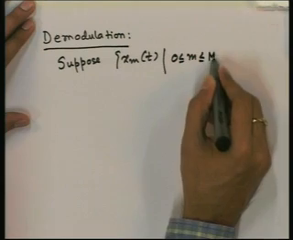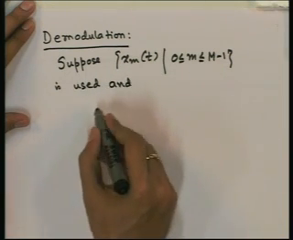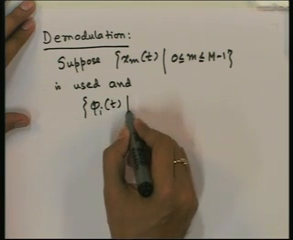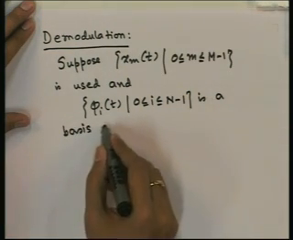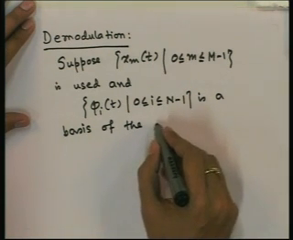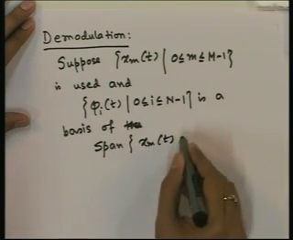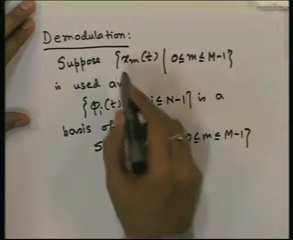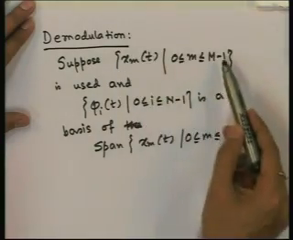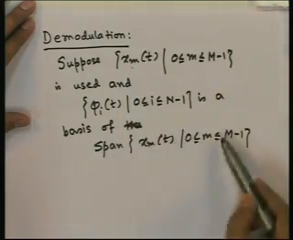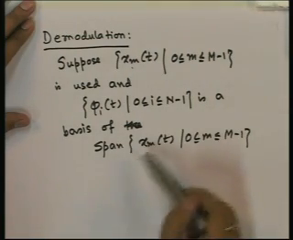Suppose we have x_m(t), 0 to M, this is the signal set, and this is a basis of the signal space, that is, basis of the span. So we are given that the transmitter uses these signals to transmit message M, and if you take the subspace that is generated by these signals, that is the span of these signals, we will have, this is an orthonormal basis of this subspace.